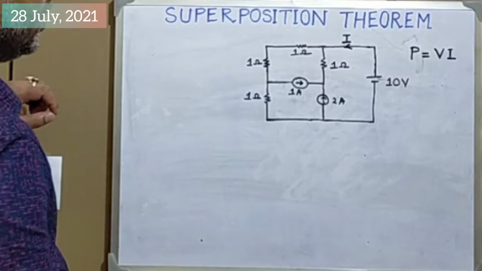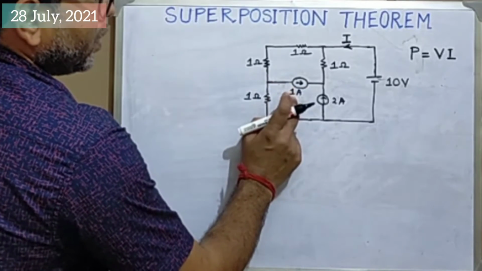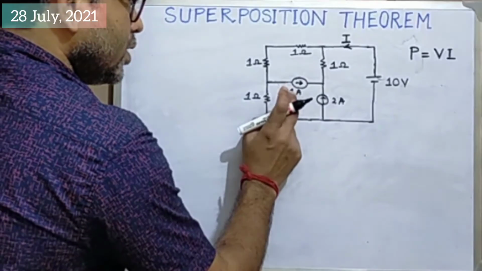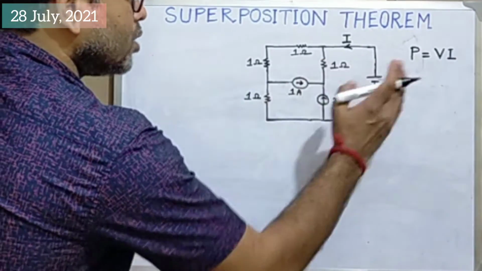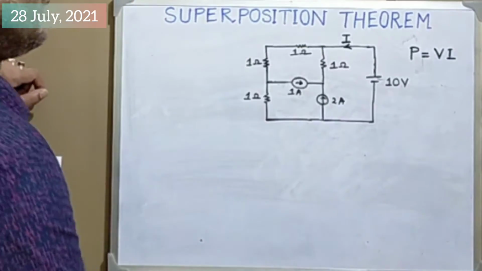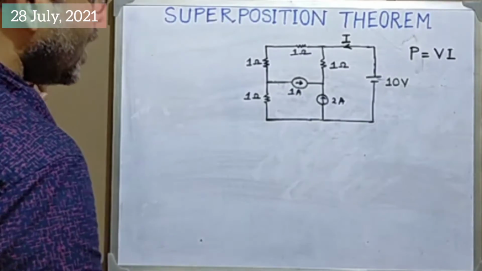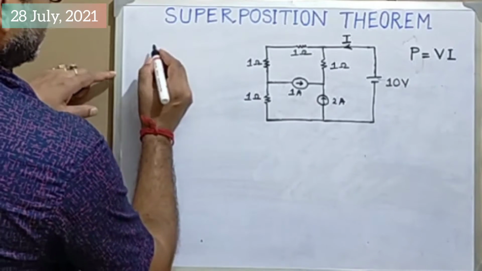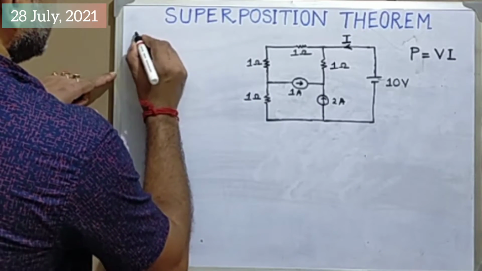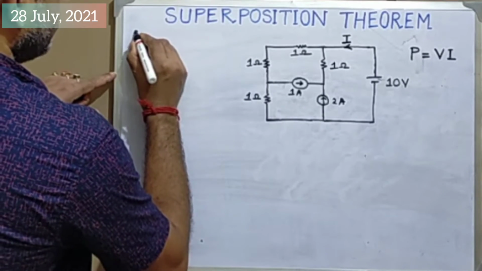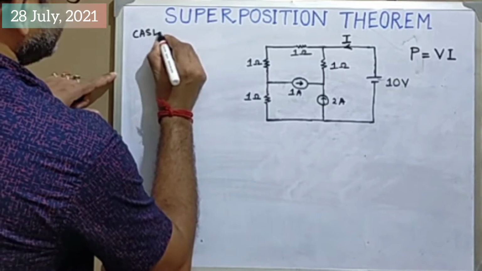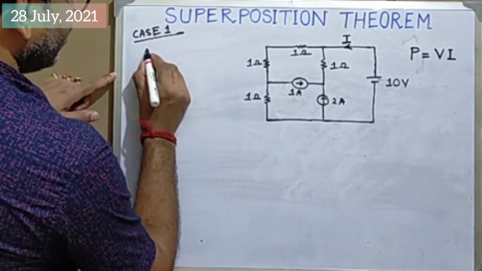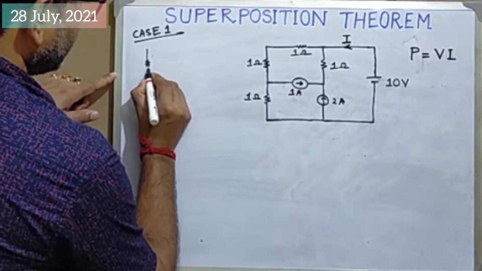Okay. So now how could we find the current I by using the superposition theorem? First of all, let's consider this current source. Whenever you consider this current source, at that time other sources will be eliminated from the circuit as per the homogeneity property. So redraw the circuit, that is case 1. So the circuit will be like this.